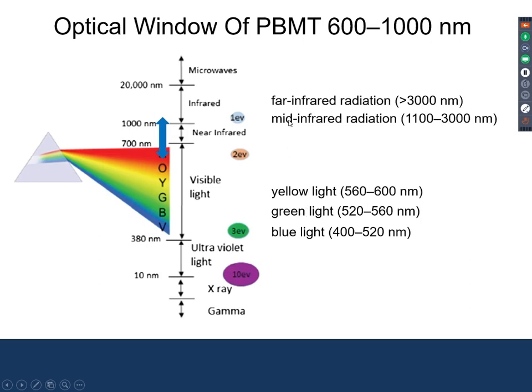We're not using mid or far infrared. That's important to understand because I oftentimes get questions about using infrared therapy, like infrared lamps or infrared saunas. They use wavelengths over 1,000 nanometers because it targets water. It can have a therapeutic effect, but it's not the same type of photochemical reaction that I've been referring to.